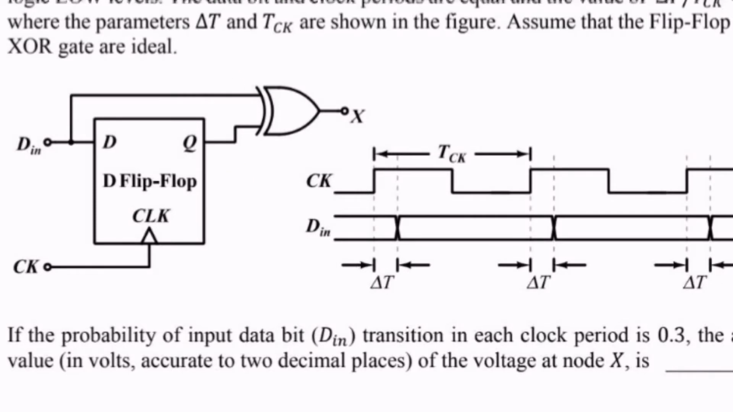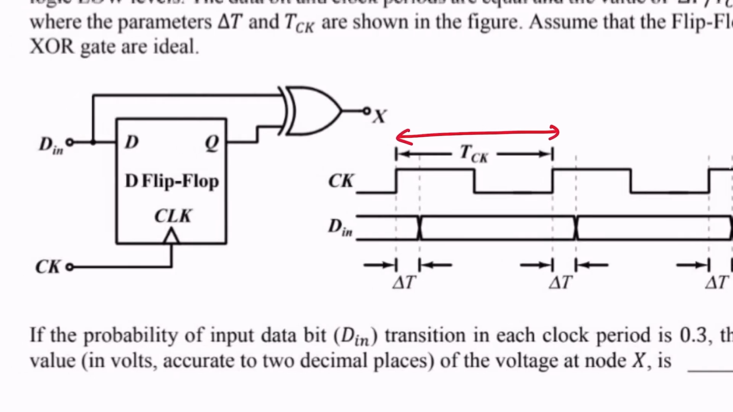So let's say that within this clock period, we find that D in has a transition. What you'll notice is as soon as the clock goes high, whatever is D in will get sampled and gets passed along here. So after the clock goes high, X will be 0. And until D in changes within that clock cycle, X will remain 0. Until D in, that is this input, becomes D in bar within this clock cycle, X will be 0.